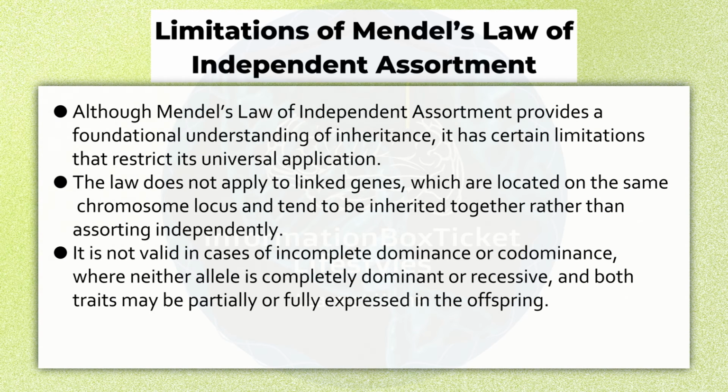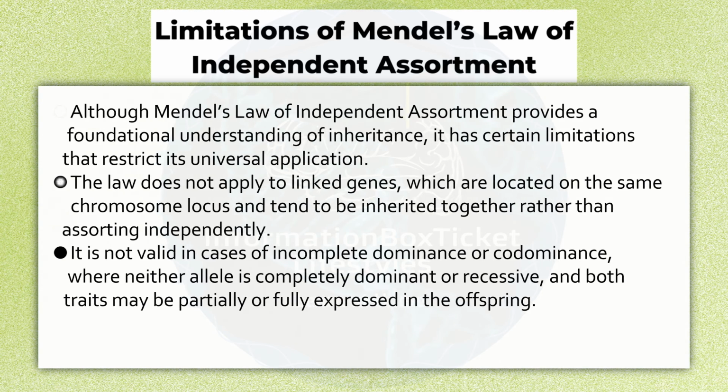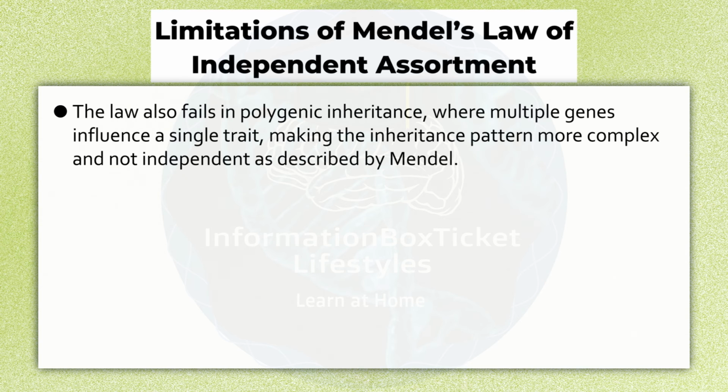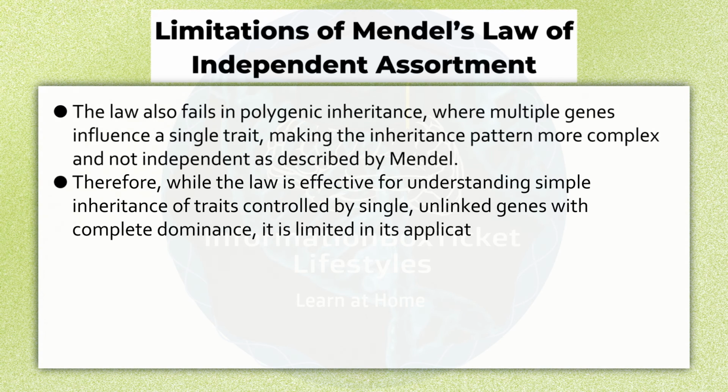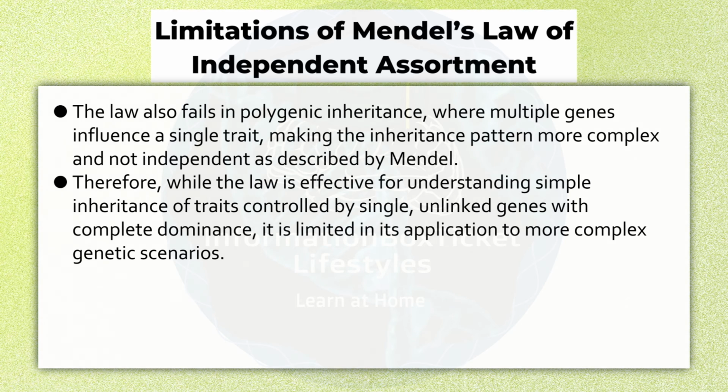It is not valid in cases of incomplete dominance or codominance, where neither allele is completely dominant or recessive, and both traits may be partially or fully expressed in the offspring. The law also fails in polygenic inheritance, where multiple genes influence a single trait, making the inheritance pattern more complex and not independent as described by Mendel. Therefore, while the law is effective for understanding simple inheritance of traits controlled by single, unlinked genes with complete dominance, it is limited in its application to more complex genetic scenarios.